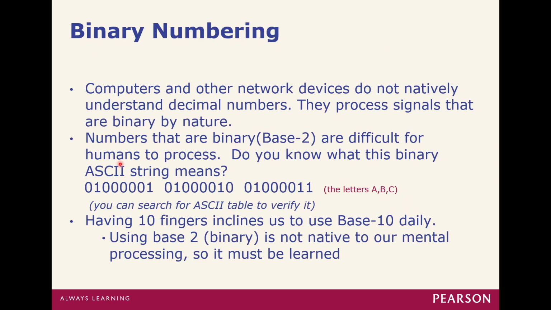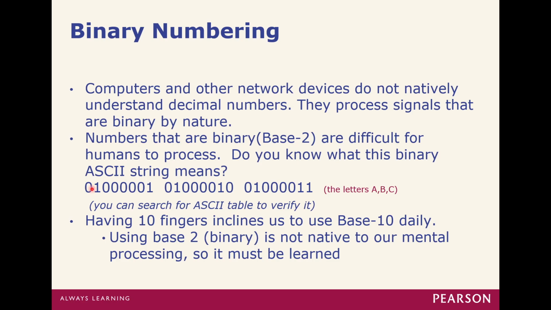So here we have the binary numbering. Computers and other network devices do not understand decimal numbers. As I mentioned, a computer works with the physical states on and off, which means the numbers 0 and 1. We see letters and numbers as a view on the display, but basically the computer and the network devices work using binary numbering, 0 and 1. Numbers that are binary, base 2, are difficult for humans to process. It's easy for computers, but harder for us to process.